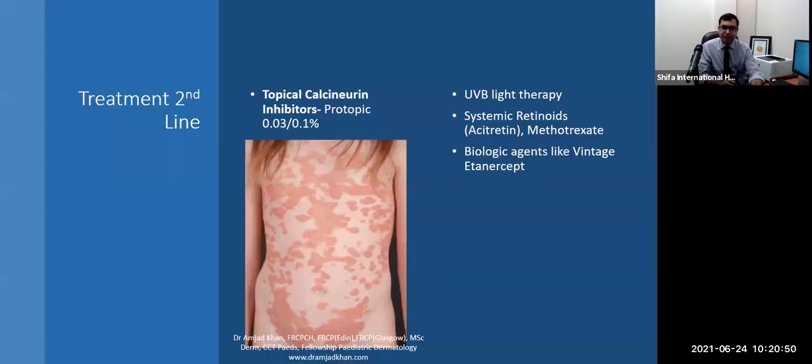Other treatment options. Second line, usually what we say, calcineurin inhibitor in young children. Protopic, they are immune modulators. It's called Eczemus here, 0.03 and 0.1.